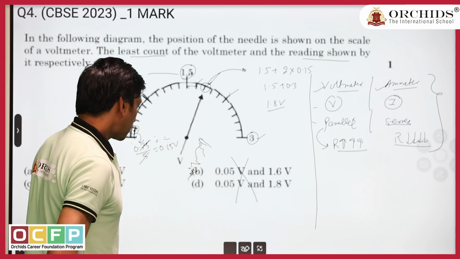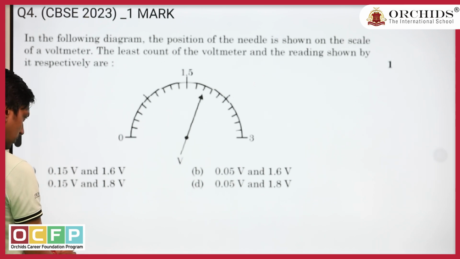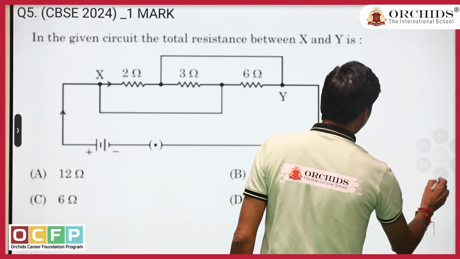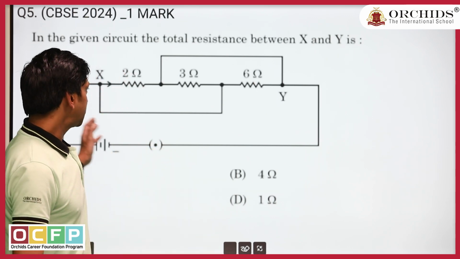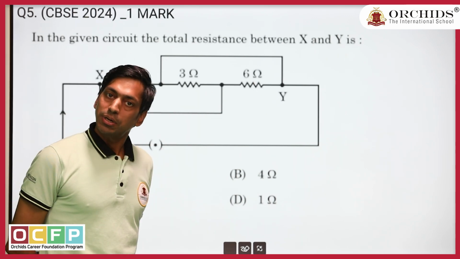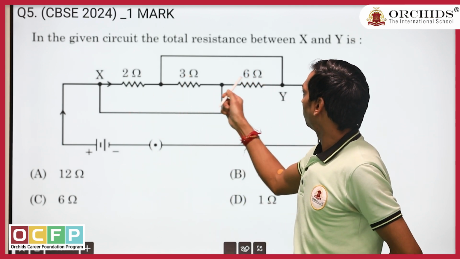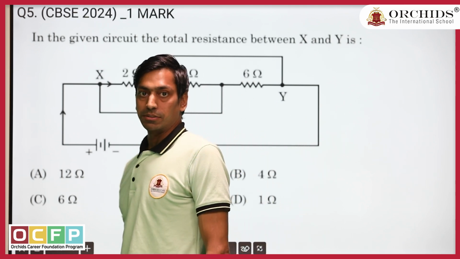So now the next problem we are having is, so now the next question, that is from again CBSE 2024, 1 mark question. This question looks very simple, right? If you see that directly, you can directly say that it is in series combination and the answer will be 2 plus 5, 5 plus 6, kitna? 11. But unfortunately 11 is not the option, right?